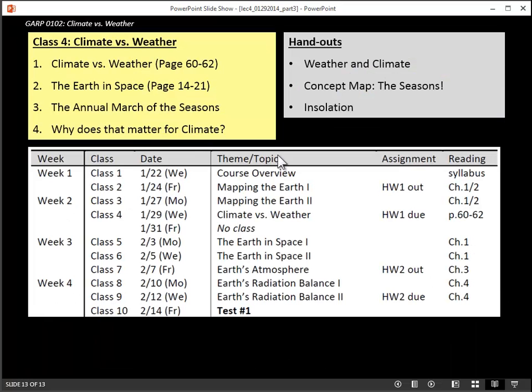So this is a big deal, right? We started out with the definition of the differences between climate and weather. We looked at how the Earth orbits around the sun. We figured out that all that really controls the annual march of the seasons and the climate zones. And we've expanded this to look ahead and say, hey, because of all of this, we have to move heat from the tropics into the mid-latitudes and into the polar regions, and that gives us wind, right? So that's the end of part three.